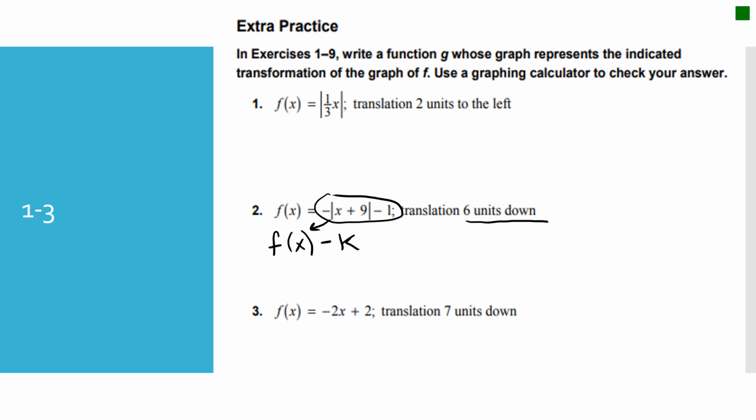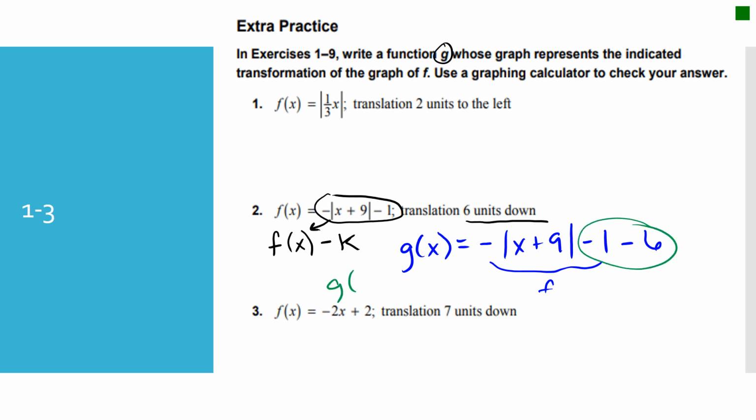So our new function is going to read, and it's telling you up here to use g for your new function. So it's going to look like g of x is equal to the function, that's the entire function there, f, and then it says 6 units down. So down we know is on the outside of the function, minus 6. So what that means is that our final answer can just be simplified in this part. So the final answer to this is g of x is equal to negative absolute value of x plus 9, and then just minus 7. Okay, so we took the function that was there and translated it 6 units down.